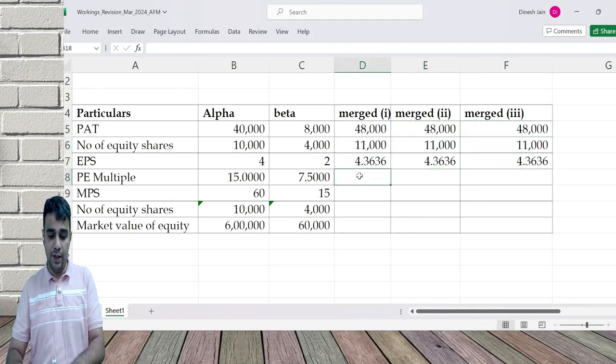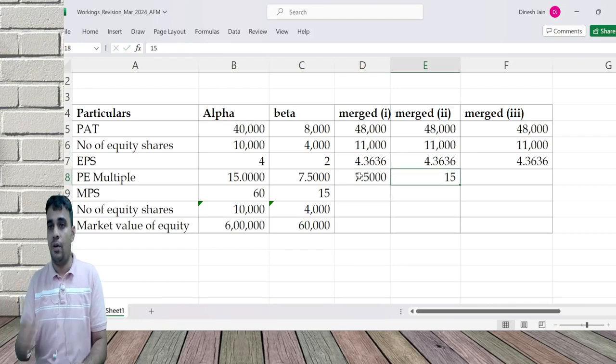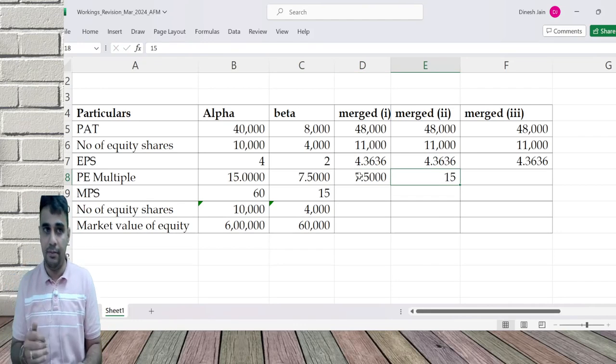First situation is 7.5. Second situation, 15. Third situation, they have asked weighted average. What is weighted average? I'll give you the formula in some time, but I'll explain the logic.